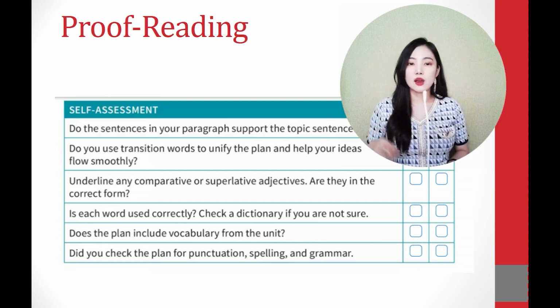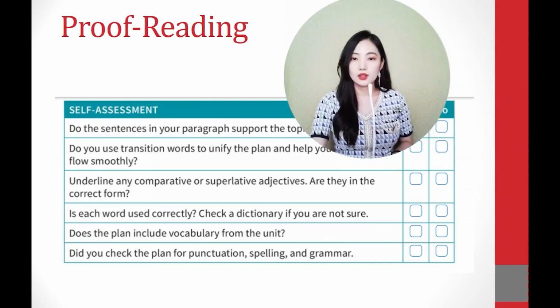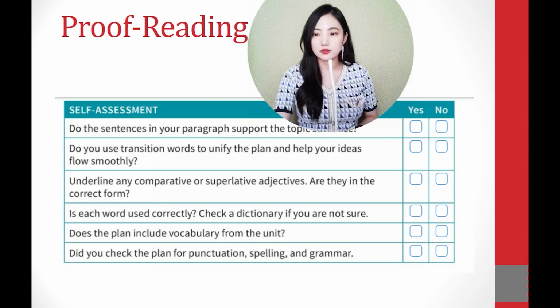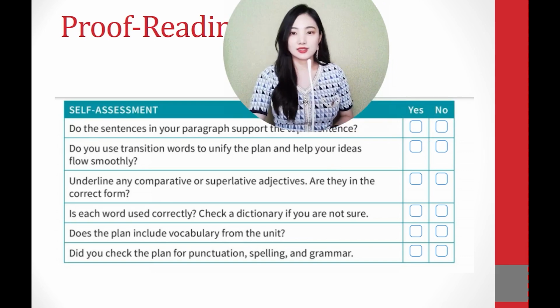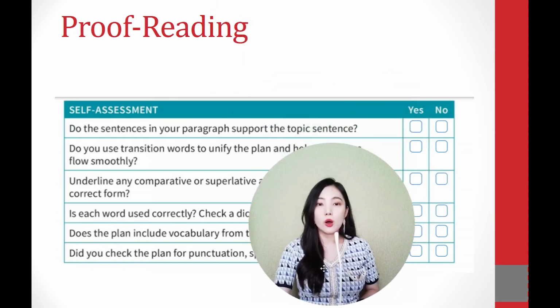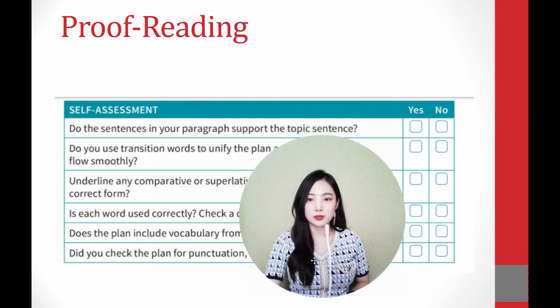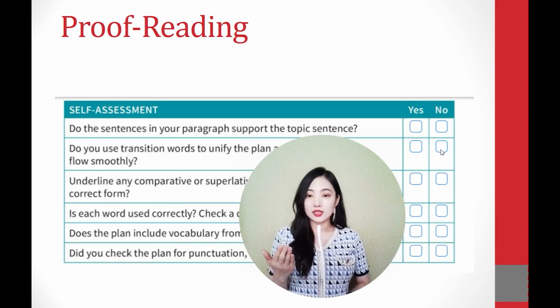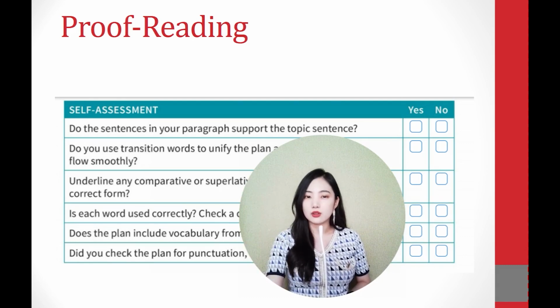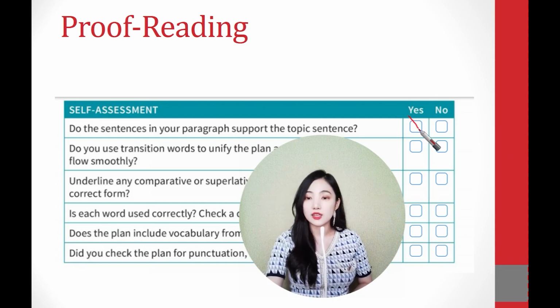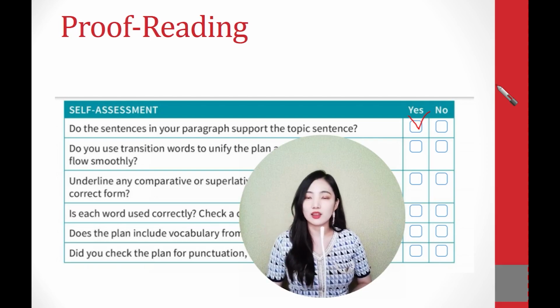So let's check some criteria for self-assessment, which is proofreading. There are some categories. First one: do the sentences in your paragraph support your what? Topic sentence. So remember, all your sentences have to support your topic sentence. Have a look at your essay, read it through, and ask yourself, do the sentences in my paragraph support the topic sentence? Yes or no? If you say yes, that means you pass it. So it's okay.